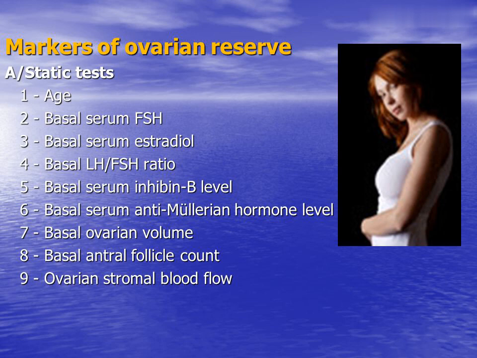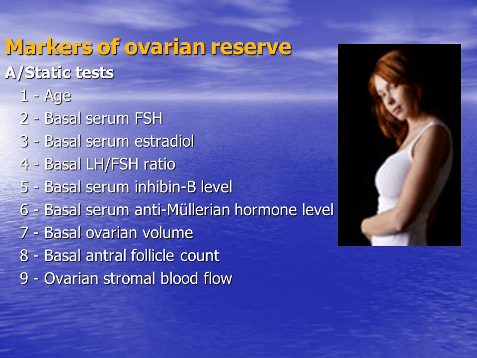Markers of ovarian reserve. A, static tests. 1. Age. 2. Basal serum FSH. 3. Basal serum estradiol. 4. Basal LH/FSH ratio. 5. Basal serum inhibin B level. 6. Basal serum anti-Mullerian hormone level. 7. Basal ovarian volume. 8. Basal antral follicle count.